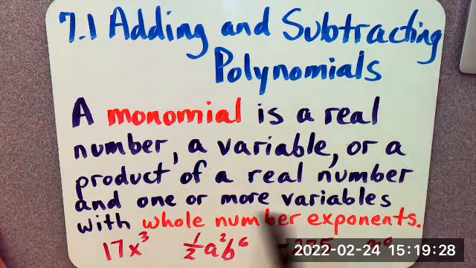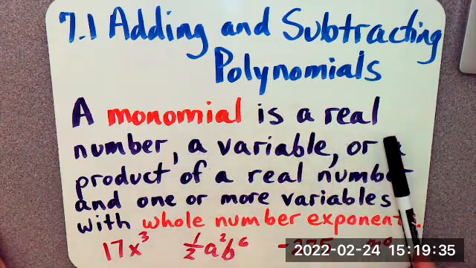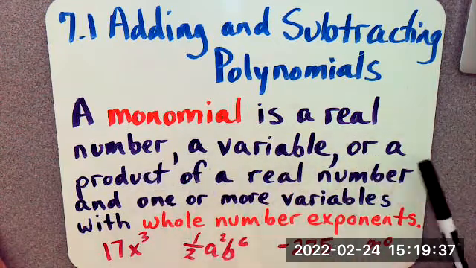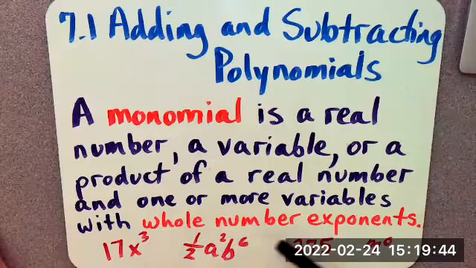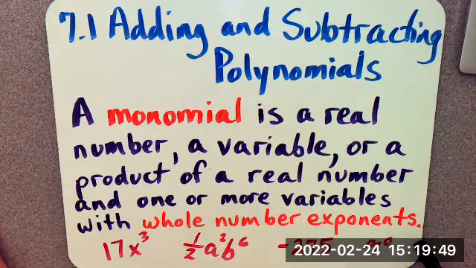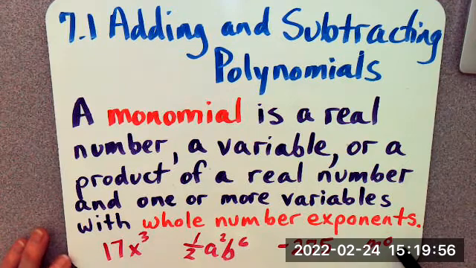So let's start with the monomial. Mono means one, nomial means number. So a monomial is a real number, a variable, or a product of a real number and one or more variables with whole number exponents. Whole number exponents means there are no fractional exponents, so we shouldn't see any fractions as exponents. And whole number means 0 is included.